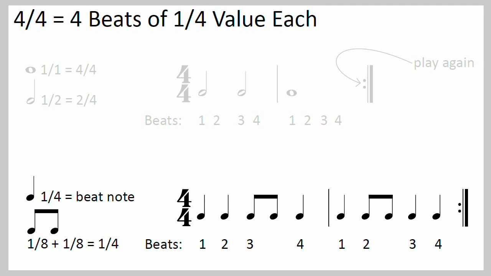In this rhythm, the first measure has 2 quarter notes, followed by 2 eighth notes, and then a quarter note. The second measure moves the eighth notes up to the second beat. In 4/4 time, a quarter note is the beat note, meaning it gets 1 beat, and 2 eighth notes divide the beat in half, since 2 eighths is the same as 1/4. So the rhythm sounds like this. 1, 2, 3, 4, 1, 2, 3, 4.